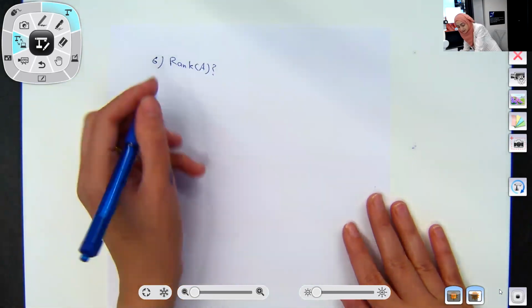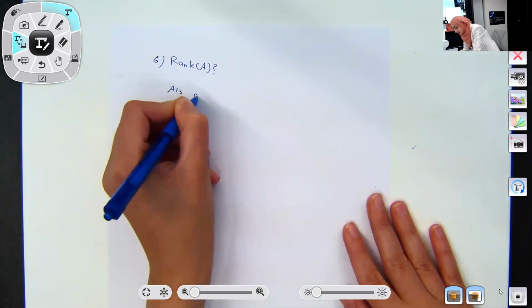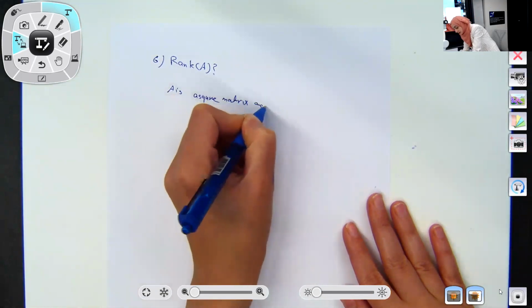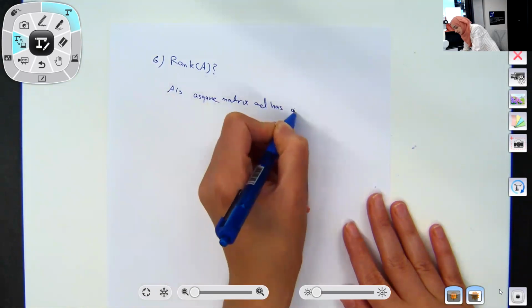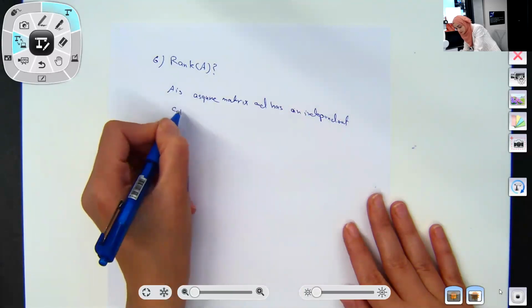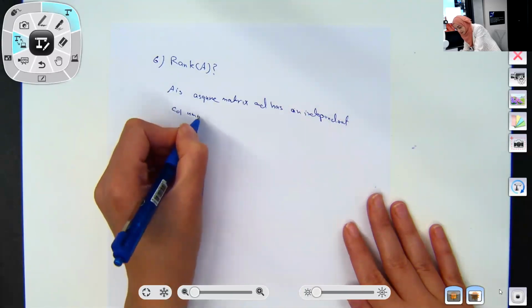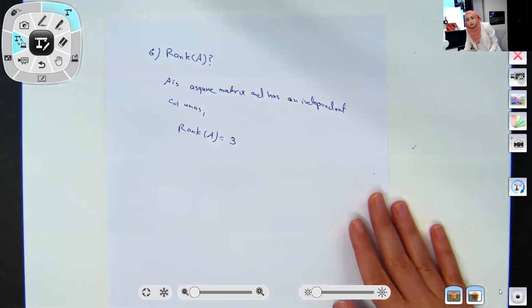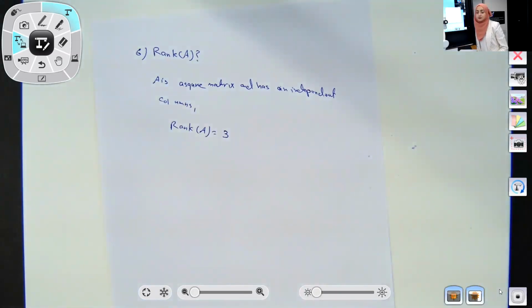3. Since matrix A is a square matrix and has independent columns, the rank of matrix A equals 3, which equals the number of vectors in matrix A. We just need to count the number of vectors, or the number of linearly independent vectors, which constitute the matrix A. Is it clear for you?